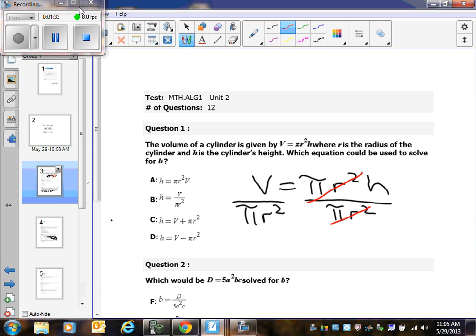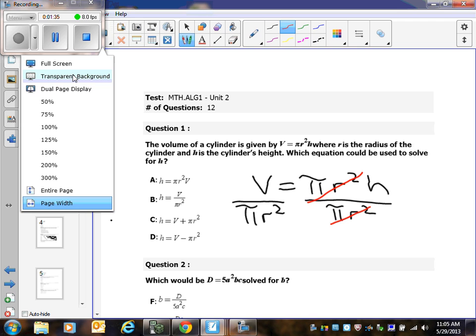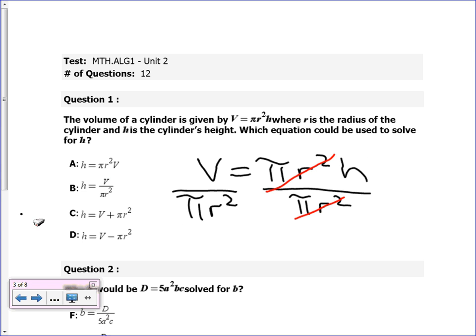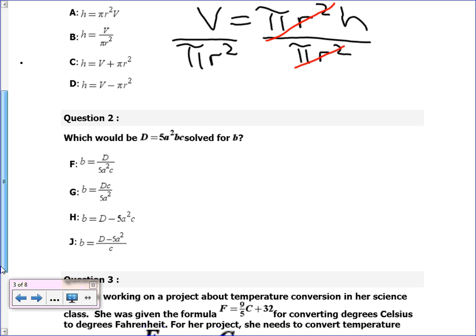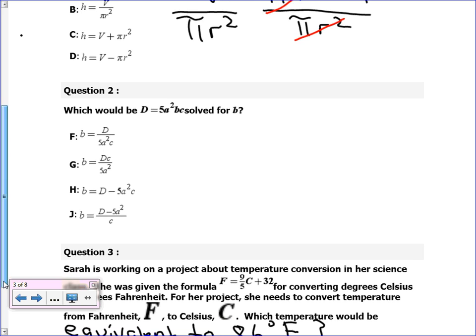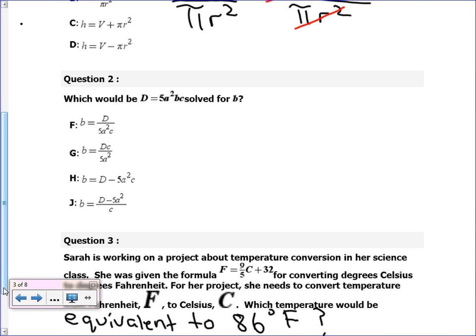Now, let's go ahead and look at question number 2. Okay, and again, pause and then unpause when you're ready to hear my solution. Now, which would be D is equal to 5a squared BC solved for B. Okay, in other words, it's similar to the question we just did. Basically, we just want to get B by itself. We want to isolate B. Another literal equation.